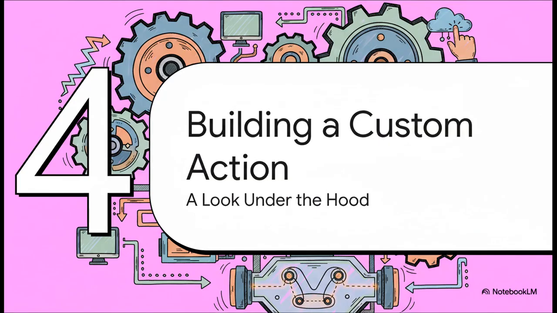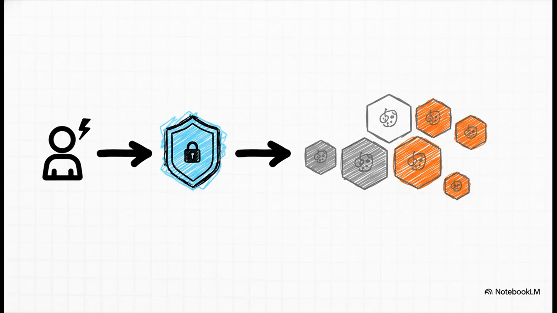Which brings us to building a custom action. Now, don't worry, we're not going to start writing a bunch of code here. Let's just take a quick, simplified peek under the hood to see how this stuff actually works. A really common and efficient way to build these is with a serverless architecture. That just means using tools like Google Cloud Functions. They're awesome because they're super cost-effective, you only pay when they're actually running, and they scale up and down automatically. Then you put an API gateway in front to handle all the security and make sure everything is locked down.